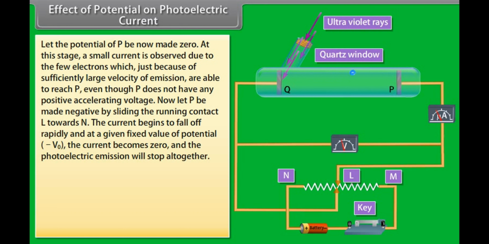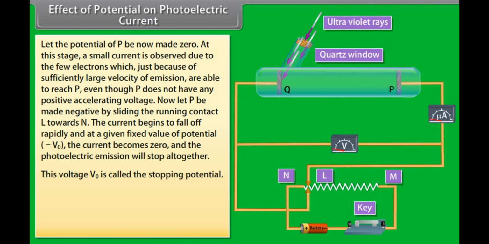Let the potential of P now be made zero. At this stage, a small current is observed due to the few electrons which, because of sufficiently large velocity of emission, are able to reach P, even though P does not have any positive accelerating voltage. Now let P be made negative by sliding the running contact L towards M. The current begins to fall off rapidly, and at a given fixed value of potential, minus V0, the current becomes zero, and the photoelectric emission will stop altogether. This voltage, V0, is called the stopping potential.